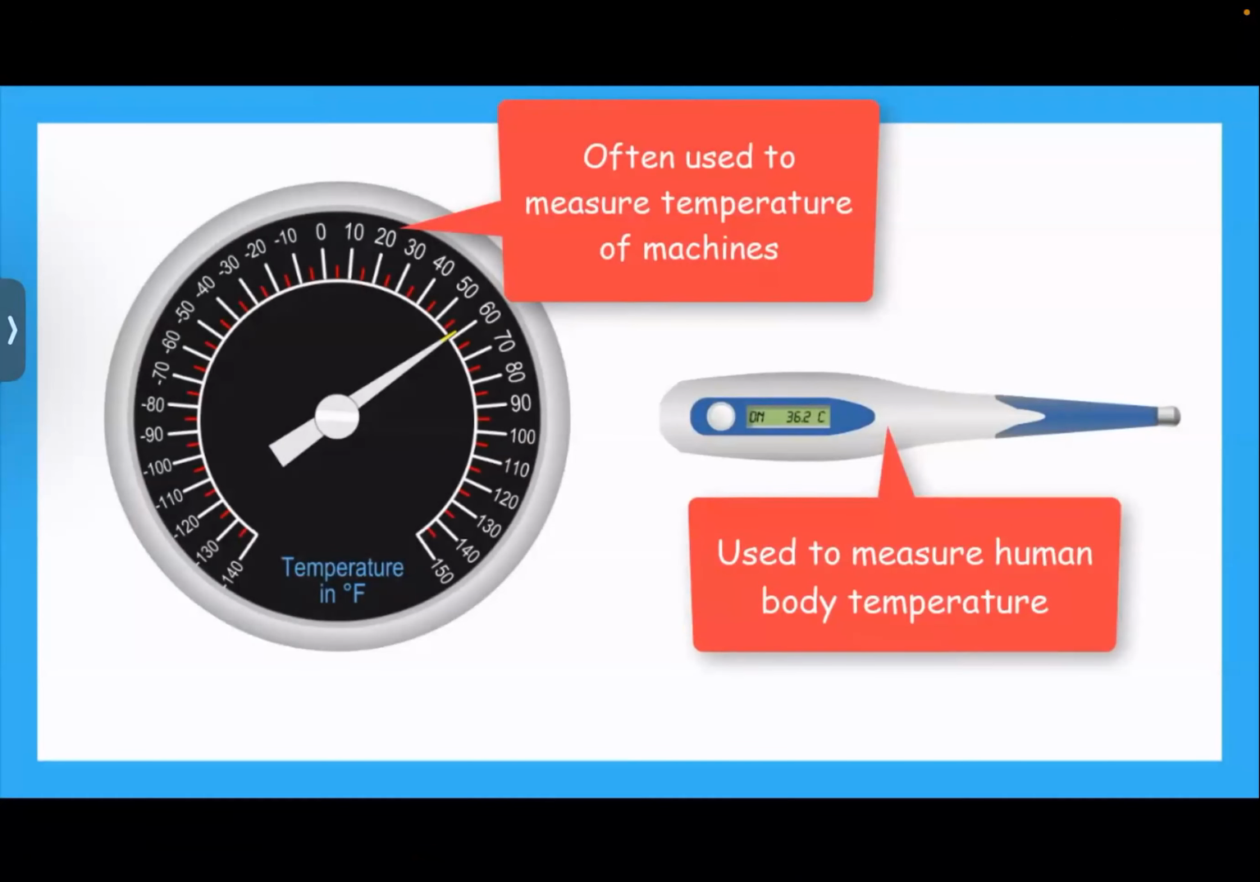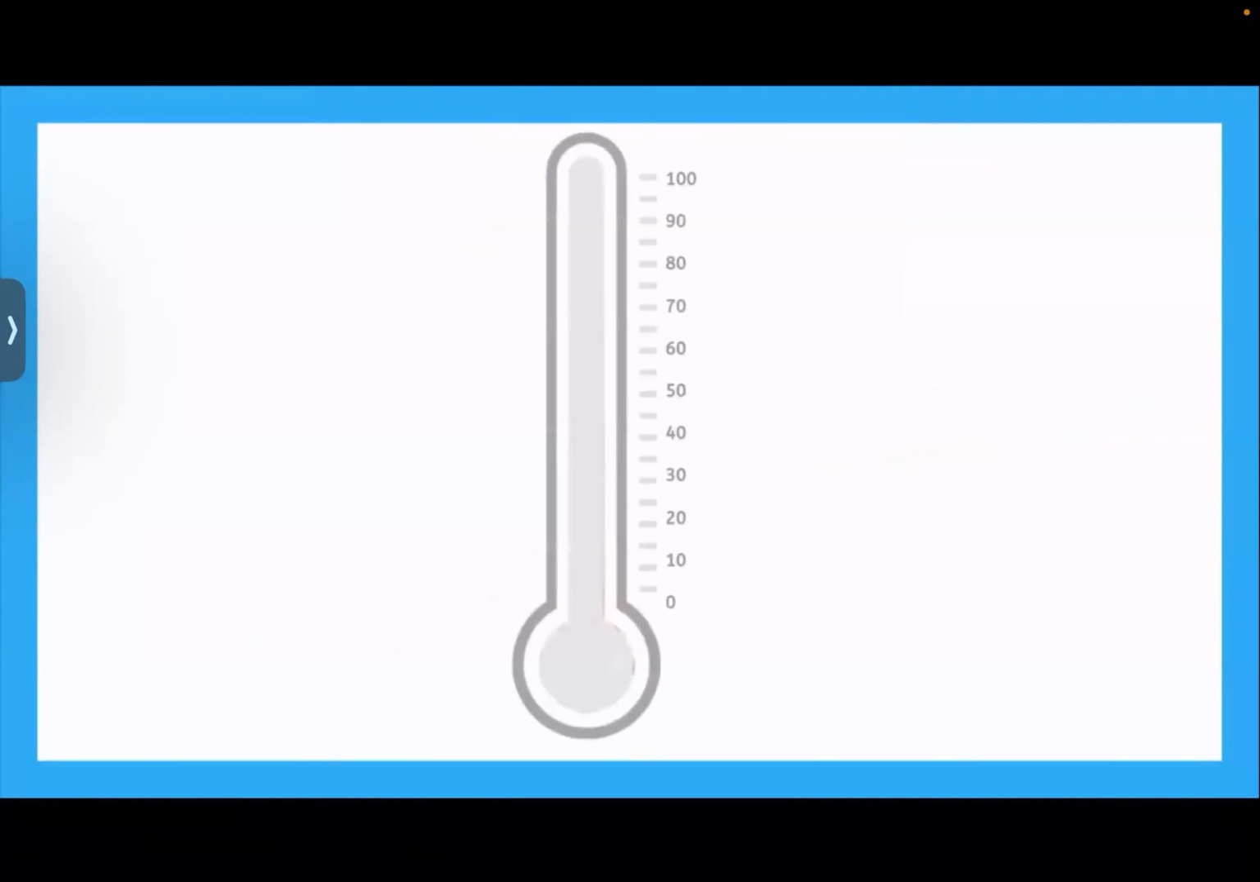And this type might be the most familiar to you. This thermometer is used to take the temperature of the human body. You may have used one of these when you were sick to see if you had a fever. When there is an increase in heat, the liquid in the bulb will expand and push up the tube. So as the temperature goes up and gets hotter, the liquid goes up in the thermometer. When there is a decrease in heat, the liquid in the bulb will contract and slide down the tube. As the temperature goes down and gets colder, the liquid goes down in the thermometer.